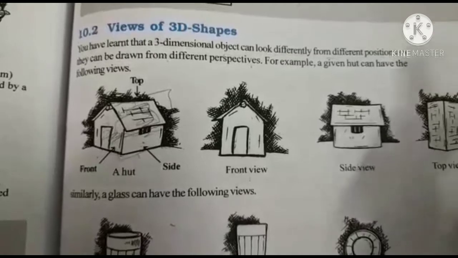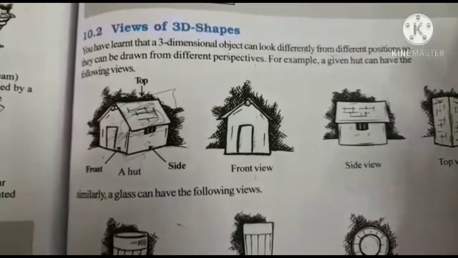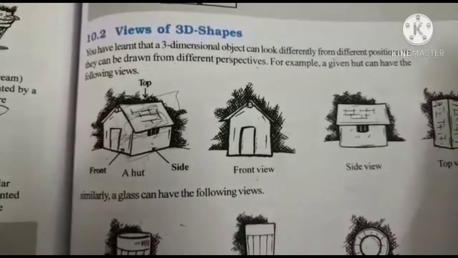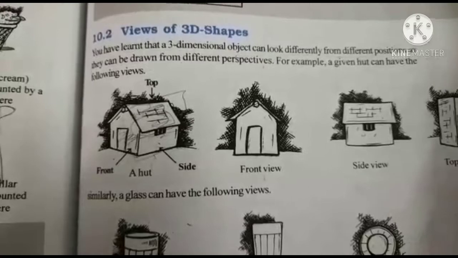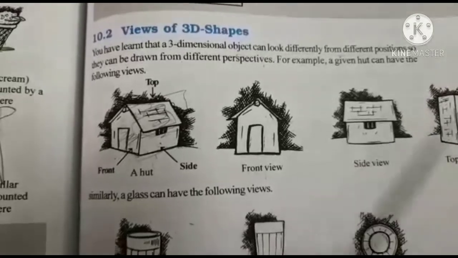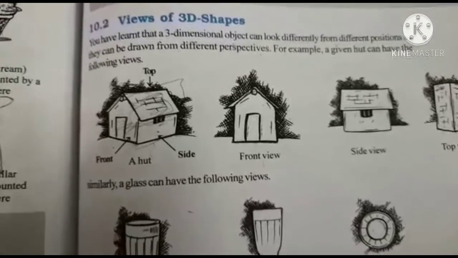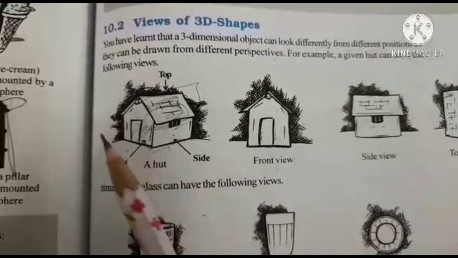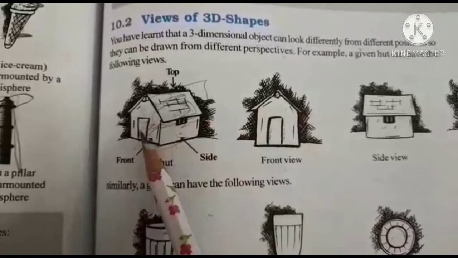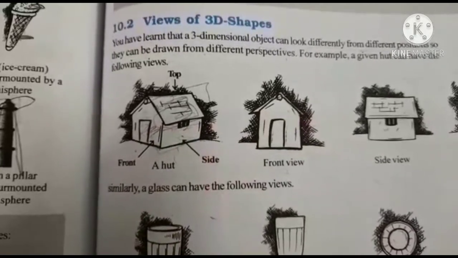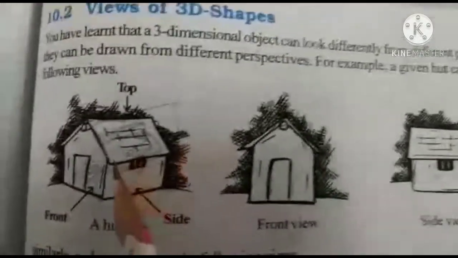Next is views of 3D shapes. You had already learnt 3D shapes and you also know that they look different in different positions. So the architects, when they want to build any building, design it in different perspectives, that is top view, front view and side view. Let us understand that with the help of an example given here.